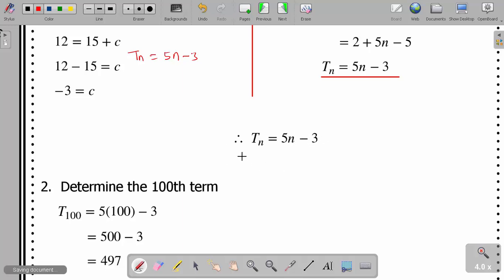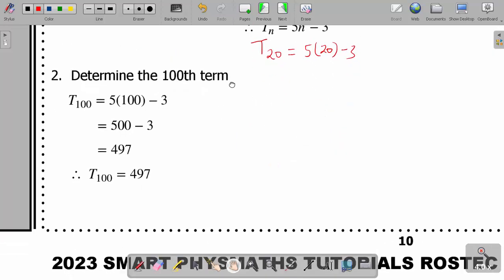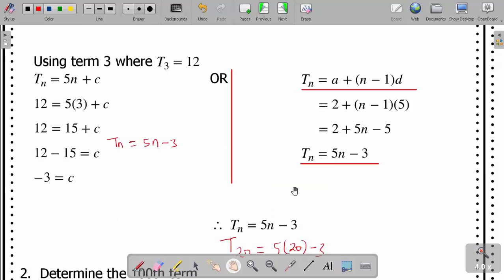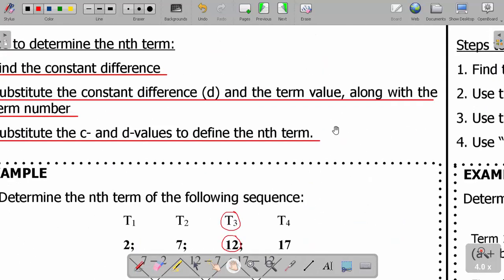So if I set T20, if I put 20 here, it means n is 20. That's going to be 5 times 20, and then minus 3. But the question says find T100, or the 100th term. So I'm going to put 100 here now. I'm going to say 5 times 100, which is 500, minus 3, which gives you 497. So that is my 100th term. We just substitute directly into our general term. Are we together?